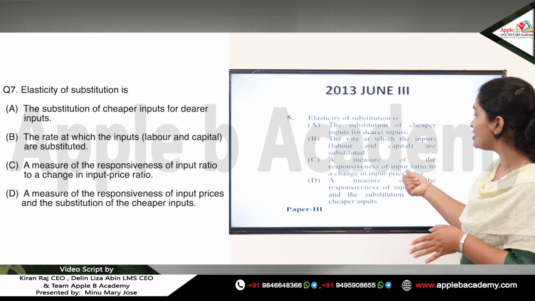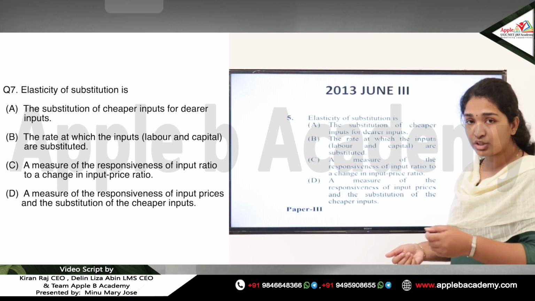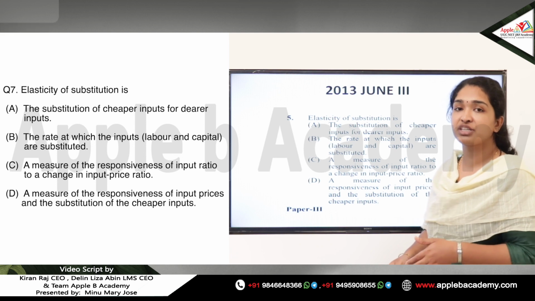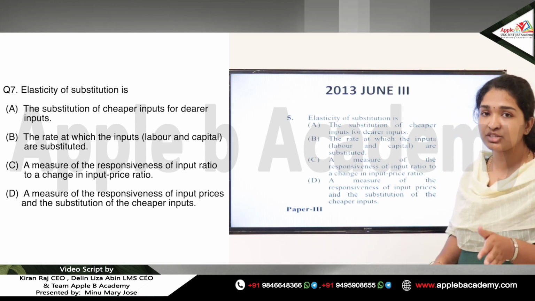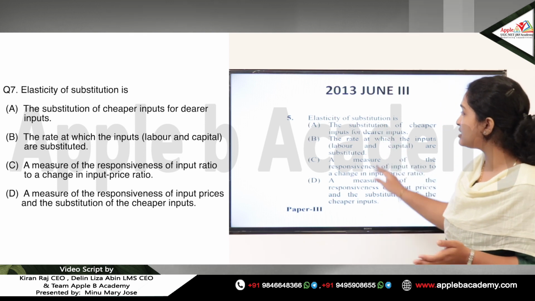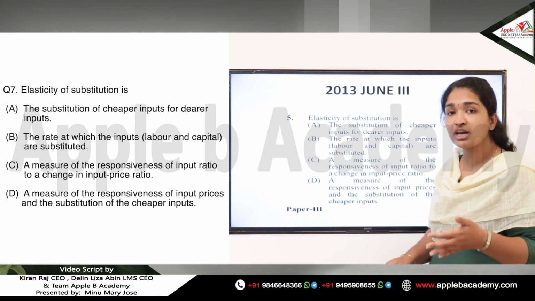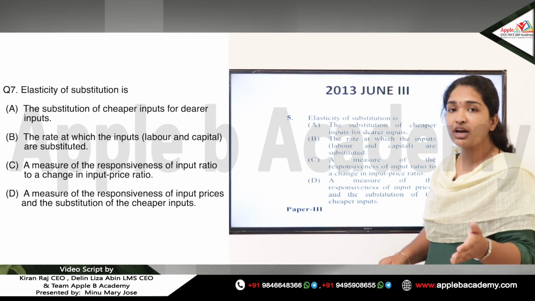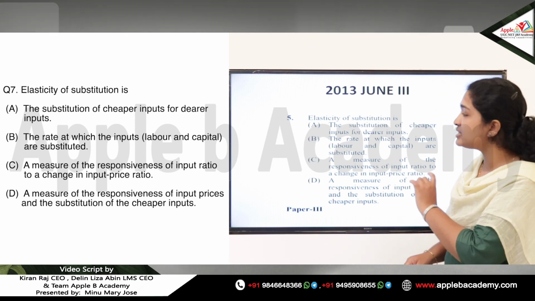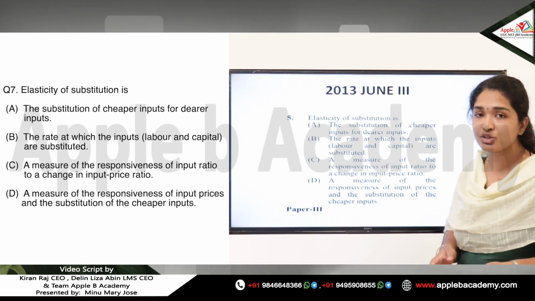That means it measures the responsiveness of input ratio, that is, the change in the use of factors of production, or the level of substitution of the factors of production, based on the change in the input price ratio, that means the changes in the prices of the factors of production. And why A, B and D are not answers: the first one is the substitution of cheaper inputs for the dearer inputs. Even though that happens, and is a part of elasticity of substitution, elasticity of substitution exactly measures what change this can bring to the output level.